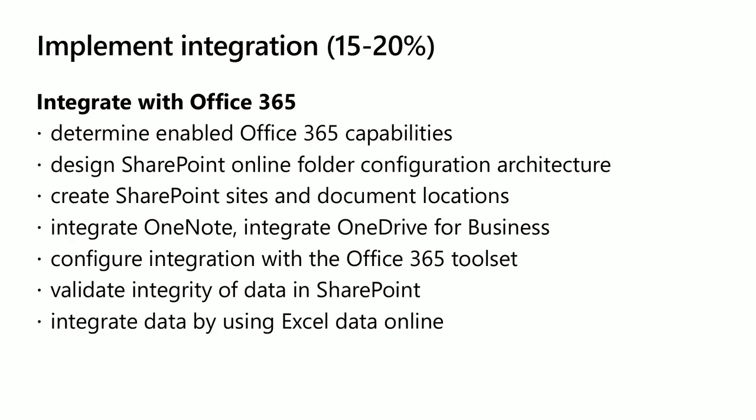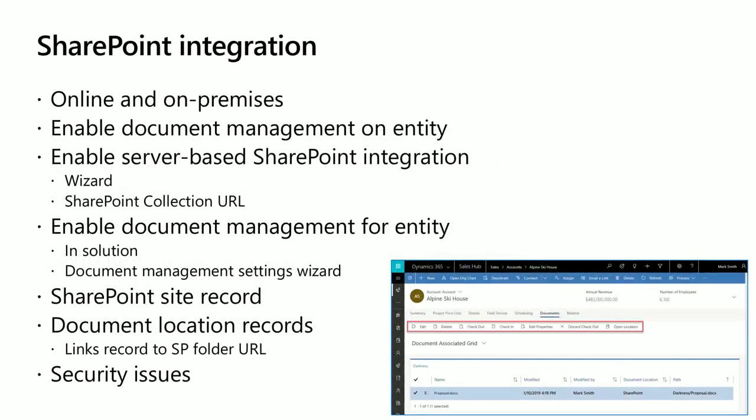Integrating with Office 365, well, it's just to say it's SharePoint, it's OneNote. And all of these rely on the server-based integration, enabling the SharePoint integration. So once you've done that, there's a prerequisite for everything else, for OneNote, for Office groups, for OneDrive for Business. It's a prerequisite. And there's also some privileges, the SharePoint site record, the document location record. So you end up with security issues. Have they got access to those? So again, normally you don't spot it, but it can be another reason why things aren't going right.